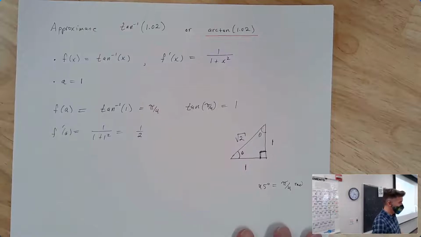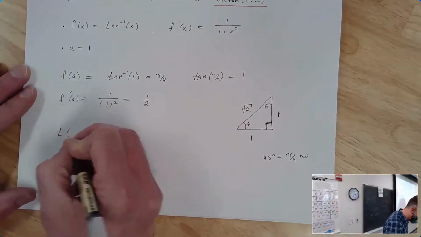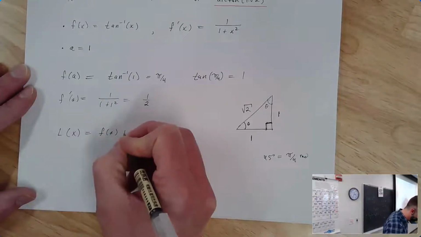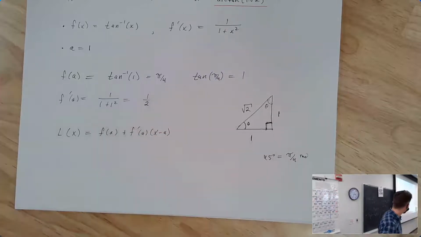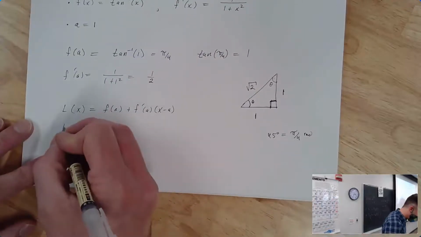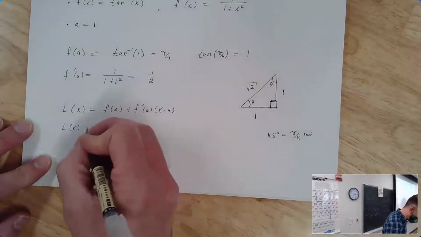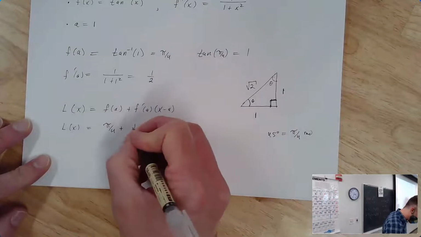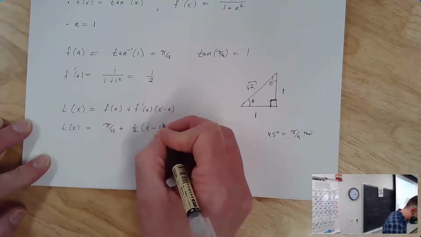We've got all the pieces. Now we just have to put them into the equation. Our linearization, once again, is f of a plus f prime of a times x minus a. And now let's see. f of a is pi over 4. f prime of a is 1/2. And x minus a is x minus 1.